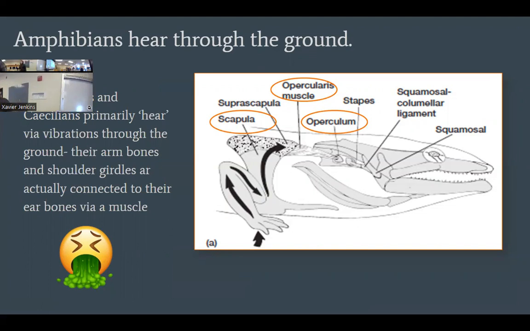It's not very good for directionality, but it will inform them like, hey, something's close to me or whatever. And this is the assumed early tetrapod condition, right? Hearing through the ground, lacking specialized hearing.